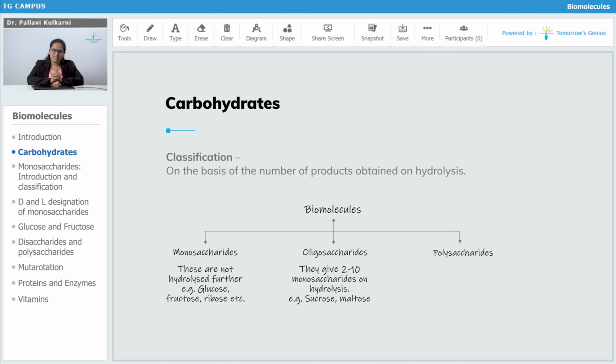The third important type is polysaccharide. Polysaccharides are the carbohydrates which give many monosaccharides, that is more than 10 obviously, after the hydrolysis reaction. The popular examples of polysaccharides are starch and cellulose.